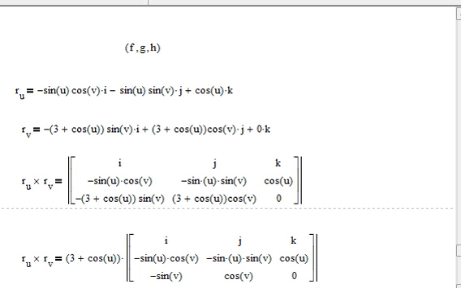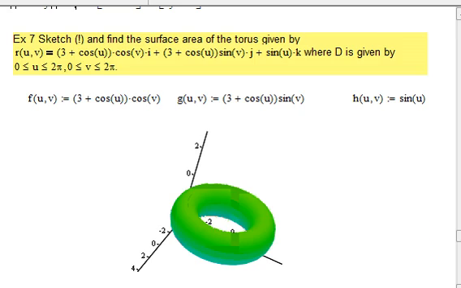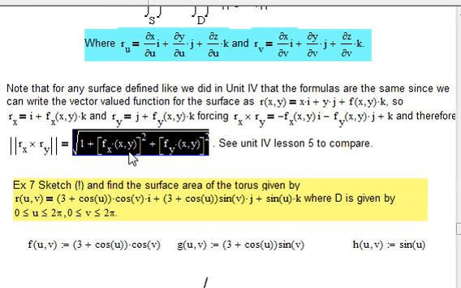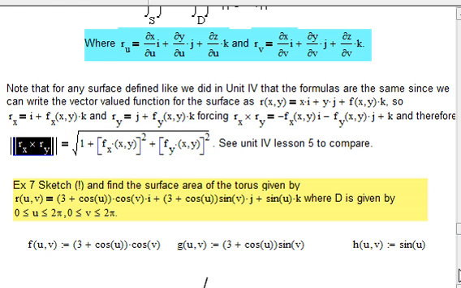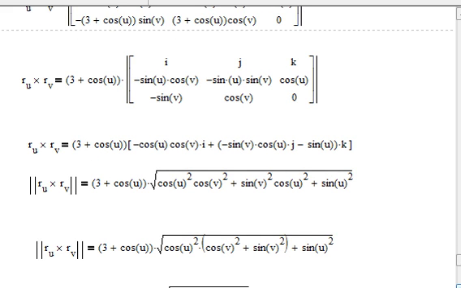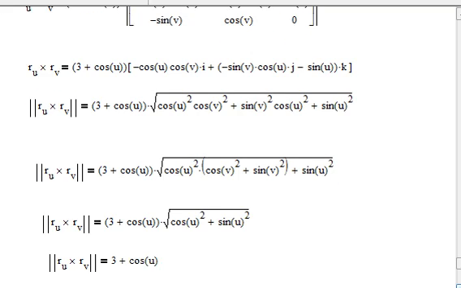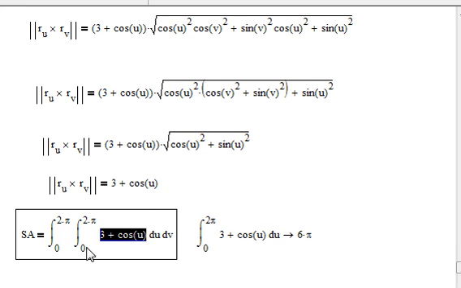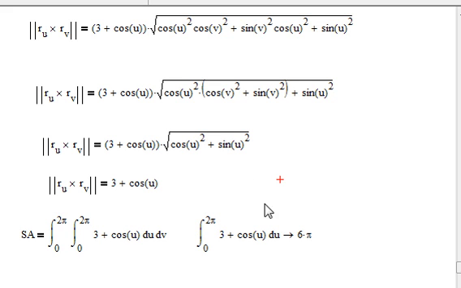All right, remember how I wanted that? The length of this vector. That's so long ago, I wonder if you'd still remember. All right, so that becomes our integrand, with u and v both going from 0 to 2 pi. So, well, it's pretty easy.